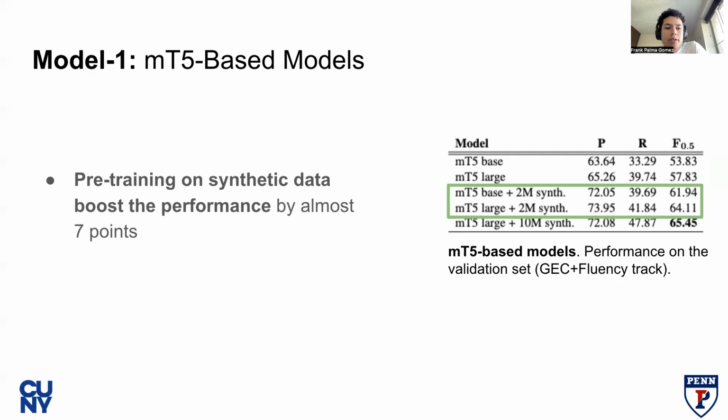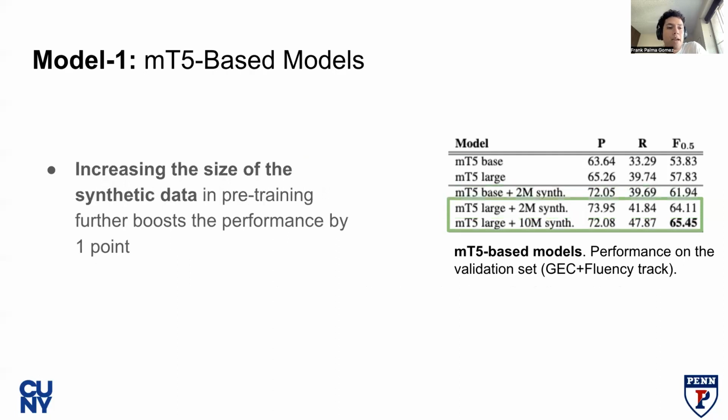We find that pre-training on synthetic data boosts the performance significantly by 7 points. MT5 base plus synthetic, the third row, achieves a score of 61.94, while MT5 large plus synthetic, the fourth row, scores a 64.11. Lastly, we find that increasing synthetic data to 10 million examples, the last row, boosts performance by 1 point to a final score of 65.45.